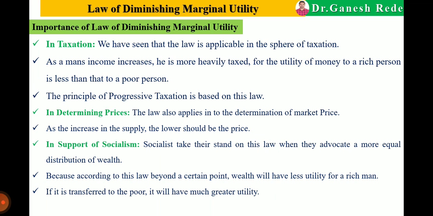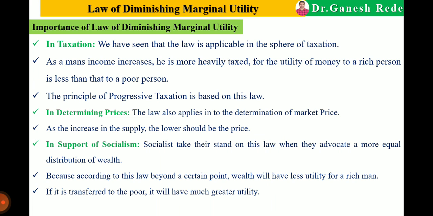Now the law of diminishing marginal utility has great importance in determining prices. The law also applies in the determination of market prices. The greater the increase in supply, the lower the price should be. Means if the supply of any commodity increases, the price will decrease. So in determining prices, this law of diminishing marginal utility is applicable.